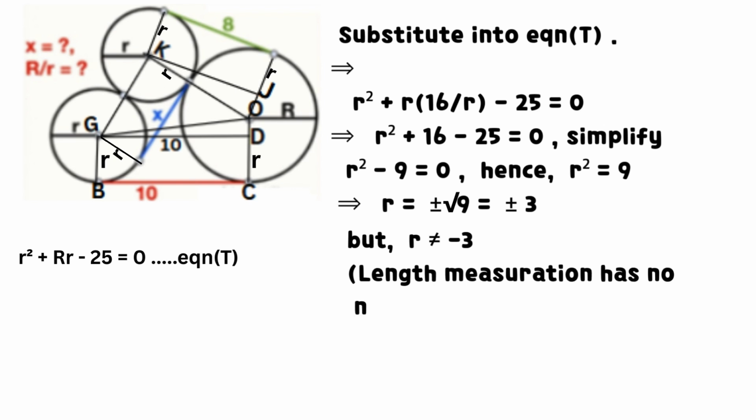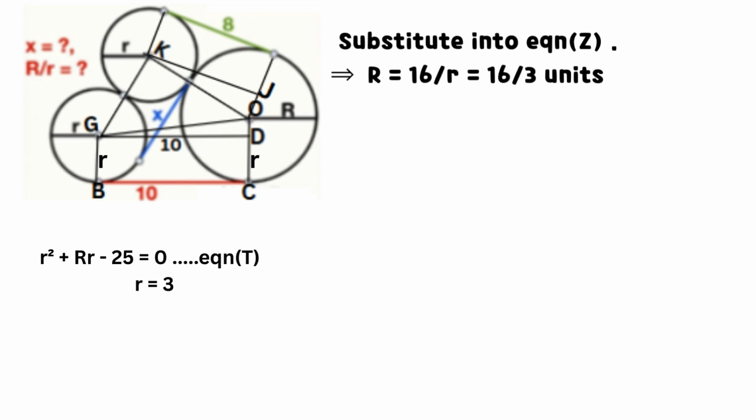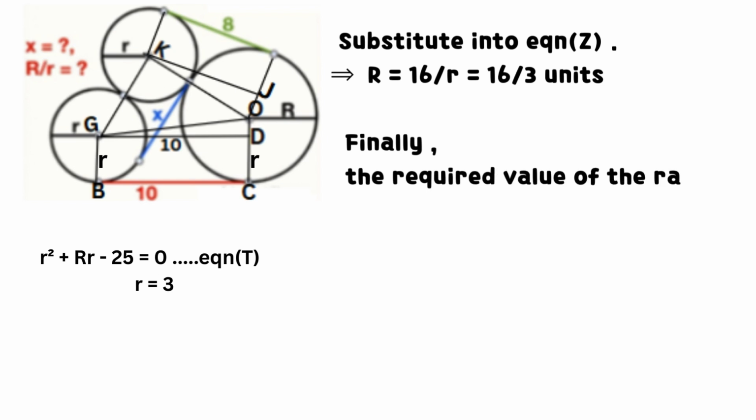Small r is not equal to negative 3. The reason is that length measurement has no negative value. It implies that the value of small r, which is the radius of the congruent small circles, equals 3 units. Substitute into equation Z. It follows that r equals 16 divided by small r, which equals 16 divided by 3 in units.